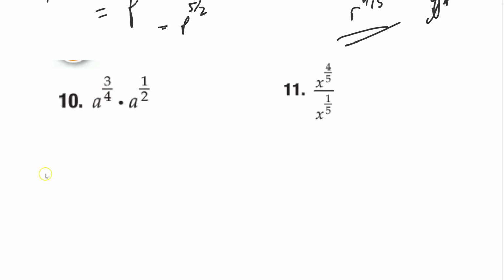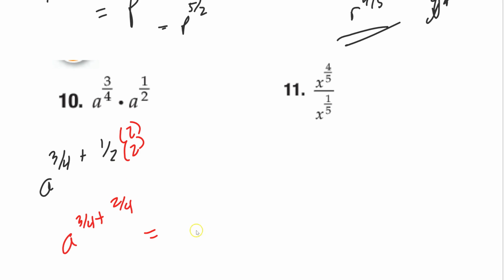Same base, I gotta add the powers. A to the 3/4 plus 1/2. Oh, you gotta add a common denominator. You gotta add fractions. And when you add fractions, all you do is find a common denominator. In this case, it's 4, so a to the 3/4 plus multiply by 2/4, and you get a to the 5/4. Just adding fractions like normal, good old days.